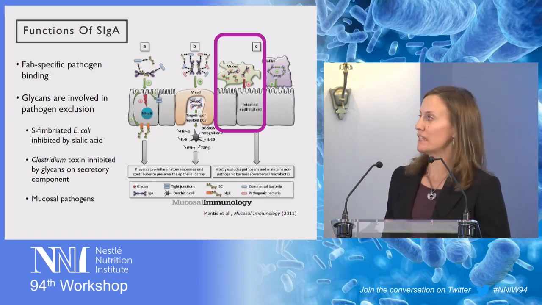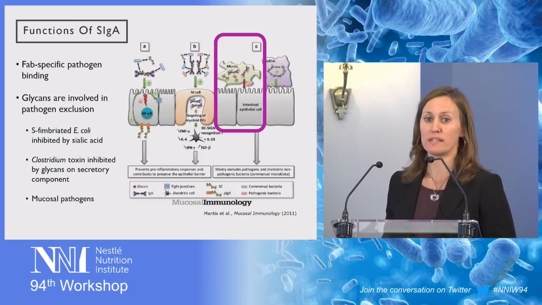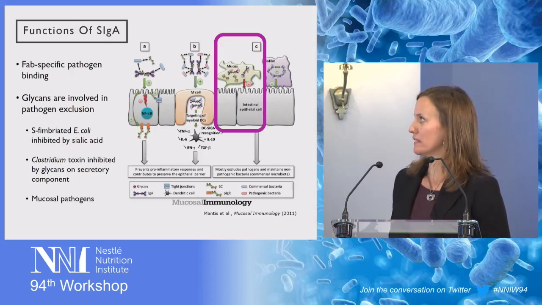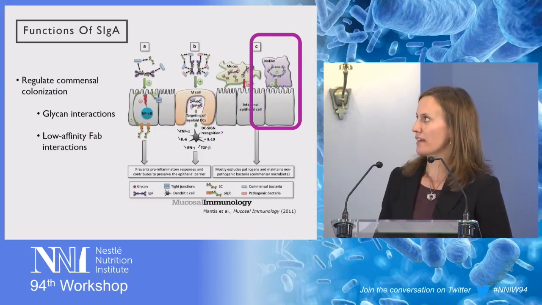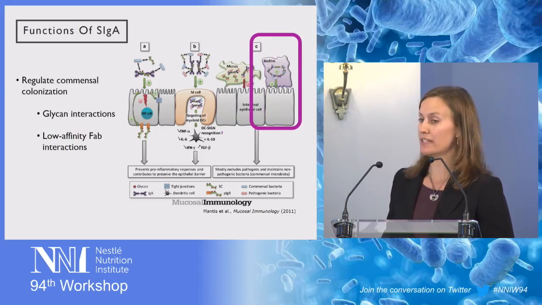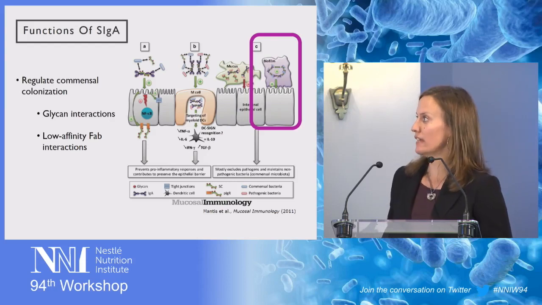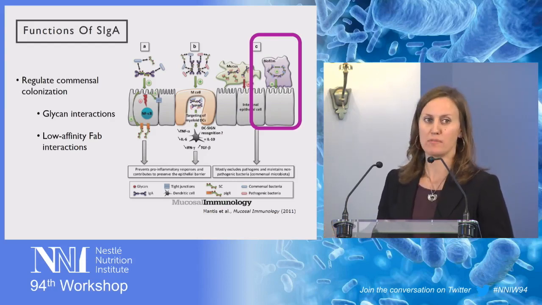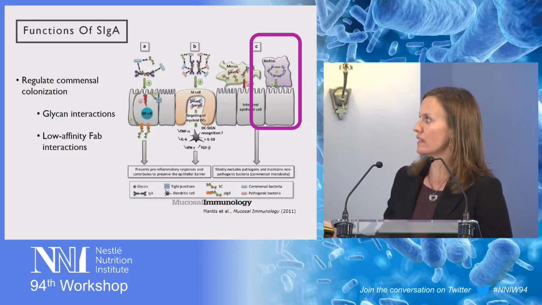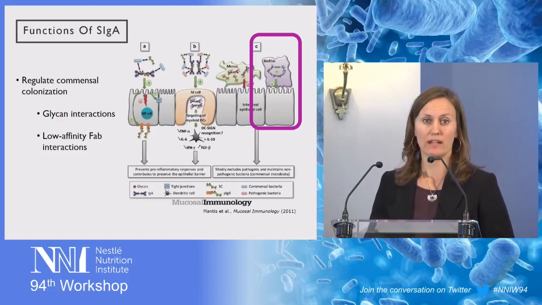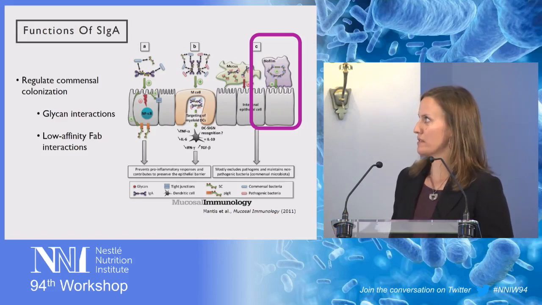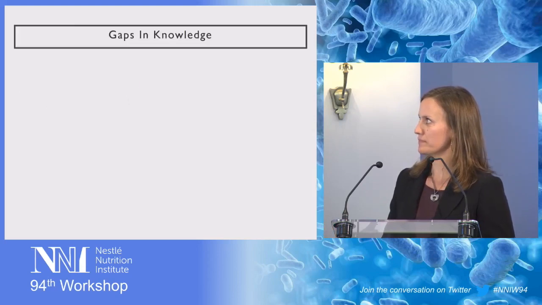So, a seemingly non-specific interaction with this secretory IgA molecule. And finally, numerous studies have now come out looking at the impact of secretory IgA on the regulation of commensal colonization. Again, this could be due to both glycan interactions, as Blaise Cortese demonstrated back in 2011, but also now some new studies have looked at this low affinity interaction of secretory IgA with commensal bacteria. And this is really where my studies are focused.